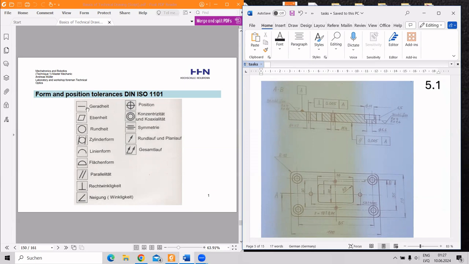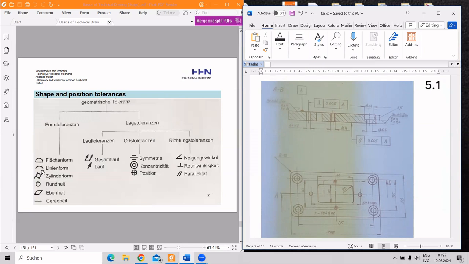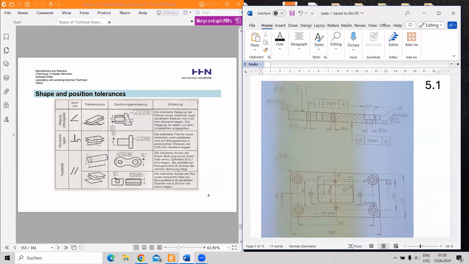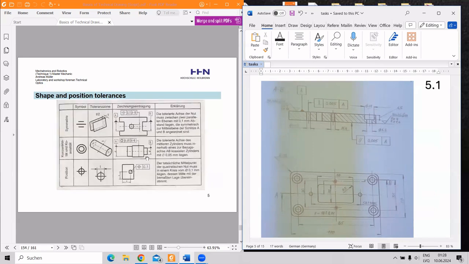And the next chapter is about form and position tolerances. So there are a lot of different types. We can divide them, for instance, like rounded form or linear form, also height, parallel, or should it have the angle of 90 degrees? Just some older examples, but the most relevant you can find in the table book again. So we will go on.